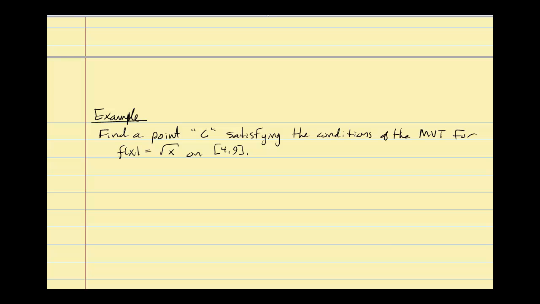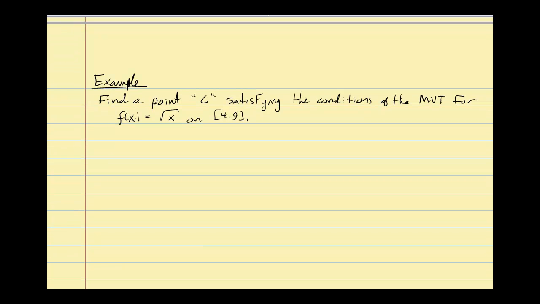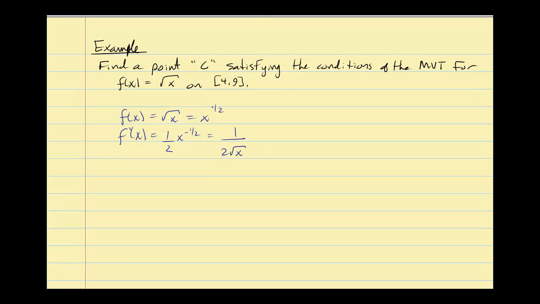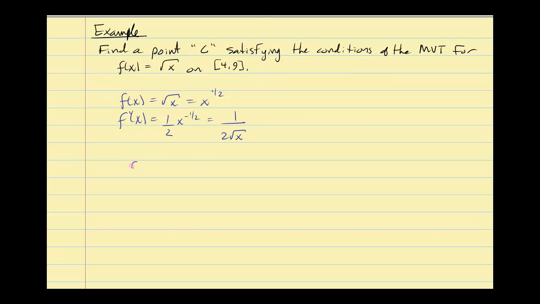Well, when we're using the mean value theorem, the first thing that we need to remember is its definition. So let's first of all look at the derivative, because the derivative is involved here. f of x is equal to the square root of x. In order to take the derivative, we rewrite this in exponential form. f prime of x, you'd bring the 1/2 down, decrease the exponent by 1, and of course we can rewrite this then as 1 over 2 root x. This is my derivative.